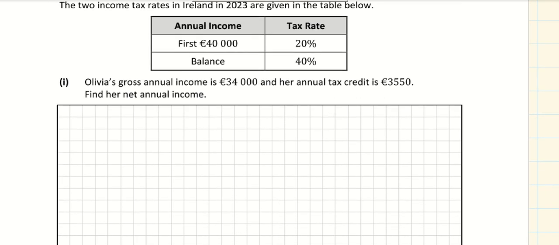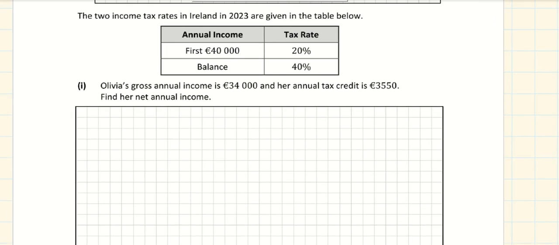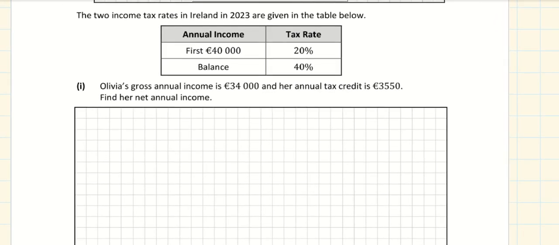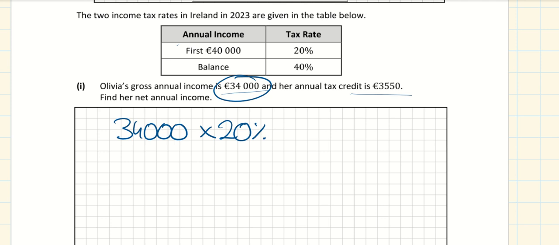Now, we have two income tax rates in Ireland given in the table below. So Olivia's gross income is 34,000 and her tax credit is 3,550. So as you can see, this 34,000 is less than this 40,000. So that means all of that 34,000 is going to be taxed at 20%. Okay, or if you prefer, just write times 0.2. That's grand, it's the same thing. Okay, so 34,000 times 20% is 6,800.